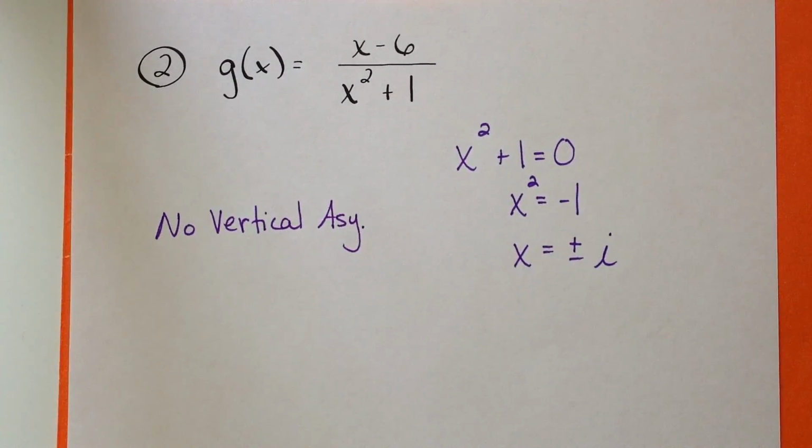Now, the first example I did ended up having just one vertical asymptote. You can have 2 vertical asymptotes. You can have 3 vertical asymptotes. You know, any amount of vertical asymptotes can occur.